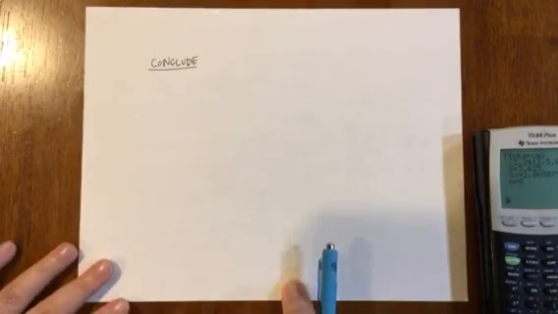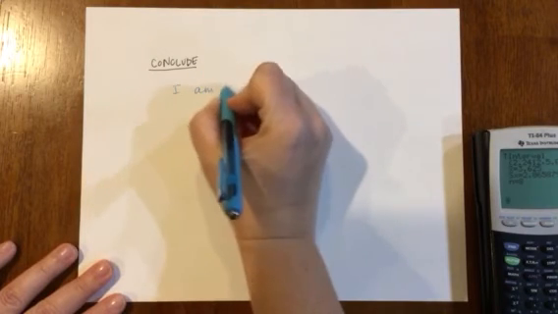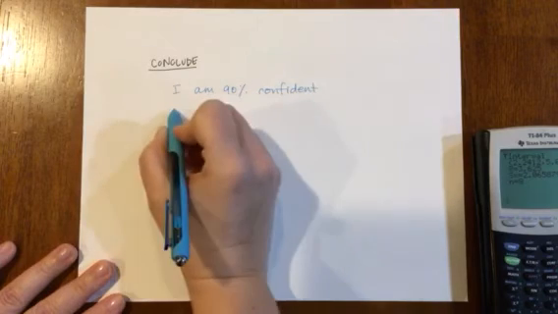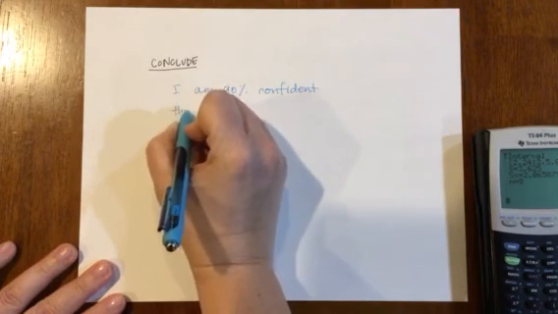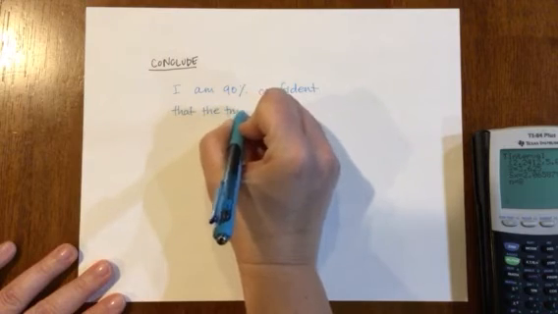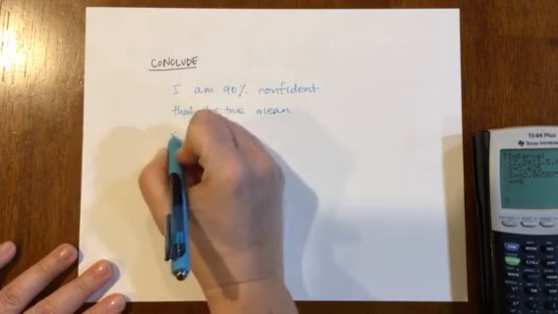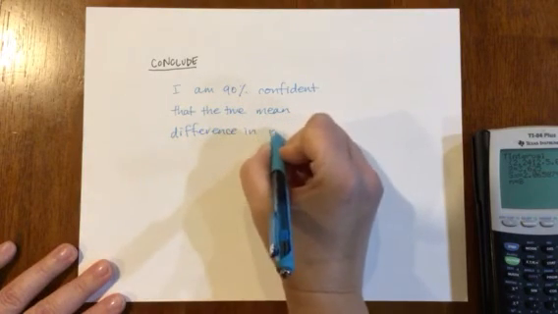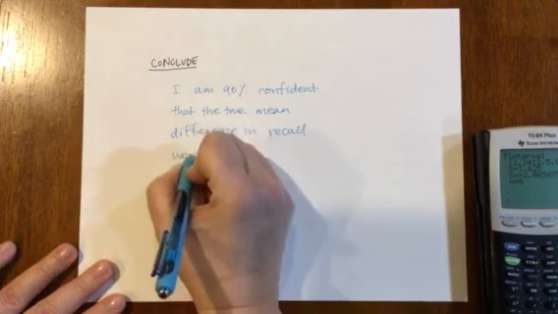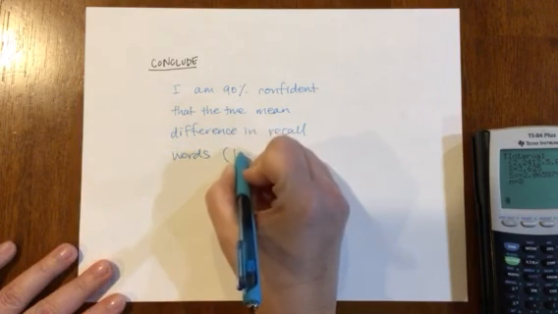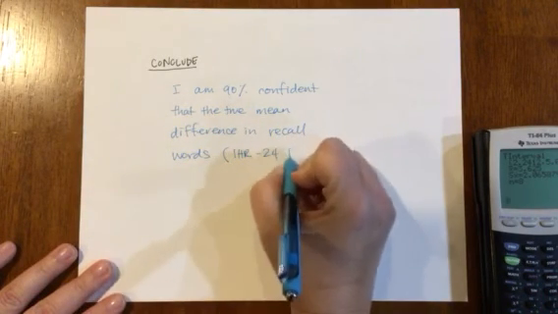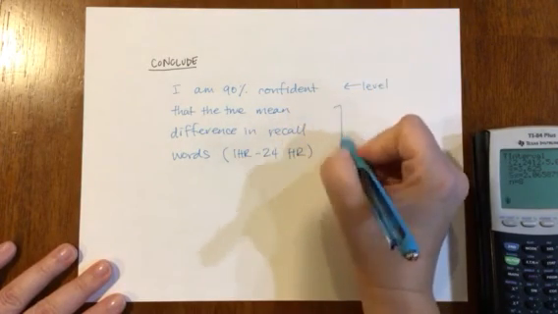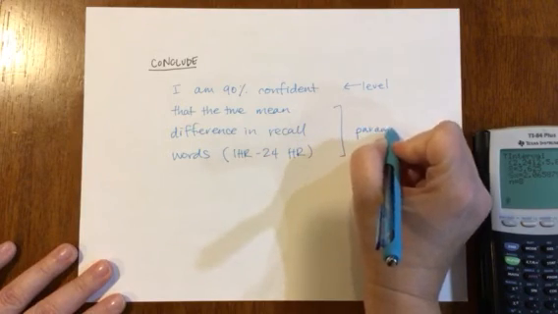So in our conclusion, we want to write down the level. I am 90% confident. And then you want to write down the parameter that the true mean difference in recall words. And then you want to tell me how you subtracted it. So we did 1 hour minus 24 hours. So we wrote down the level, we wrote down the parameter, and now we're ready to write down the answer.